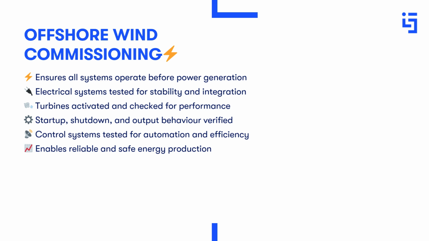Once installation is complete, the project moves into commissioning and testing, ensuring all systems operate correctly before power generation begins. This phase validates the performance and reliability of turbines, electrical infrastructure, and control systems. The process starts with electrical system commissioning. Inter-array and export cables, offshore substations, and grid connections are tested to confirm proper integration and stable voltage levels, as faults at this stage can cause delays and risks.